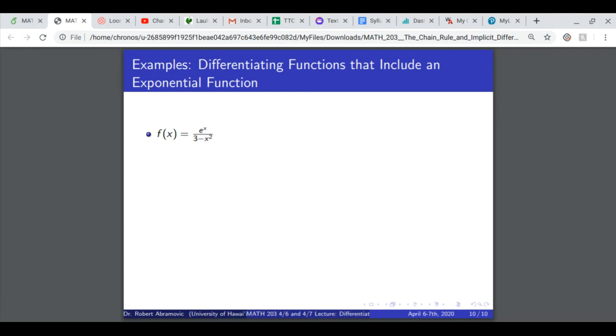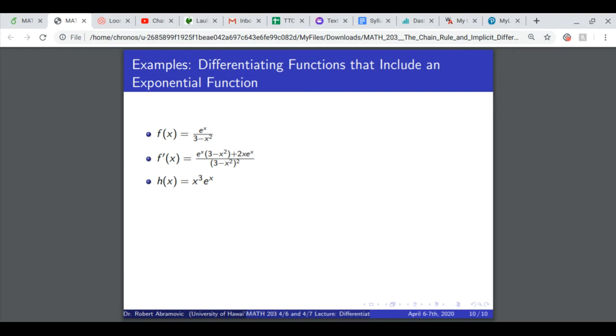Function e to the x over 3 minus x squared, we differentiate that by using the quotient rule. The derivative of e to the x is e to the x, multiplied by the denominator, subtract the derivative of the denominator, which is negative 2x. Subtracting negative 2x is equivalent to adding positive 2x, multiplied by the numerator, e to the x. Divide by 3 minus x squared, taken to the second power. You get 3 minus x squared, squared.